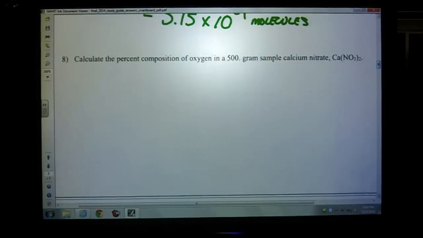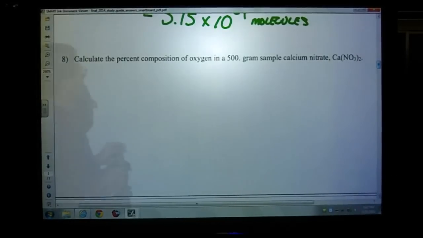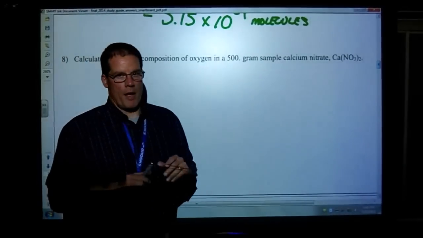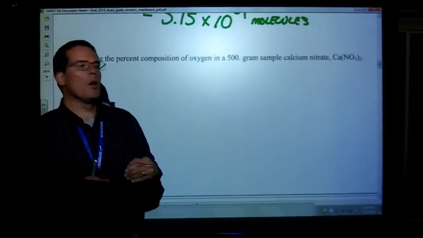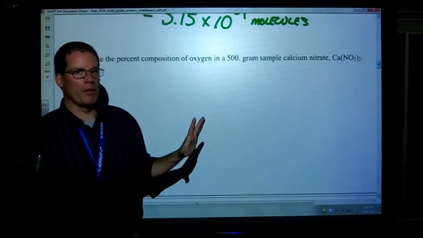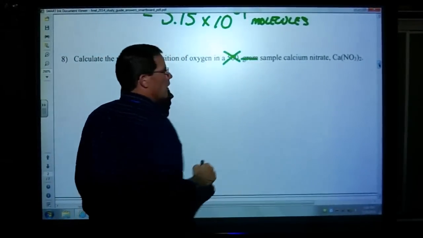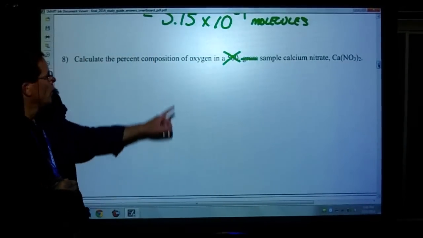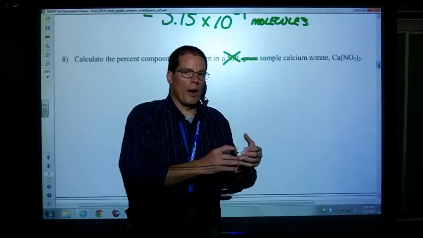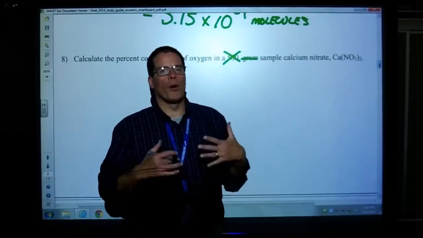Awesome. Number 8, calculate the percent composition of oxygen in a 500 gram sample of calcium nitrate. Percent composition of oxygen in a 500 gram sample of calcium nitrate. Now, the beautiful thing about this is we don't care about whatever size sample we have of this. That is kind of a distractor. If we were to ignore this mass right here, can we still answer the question? You better believe it, because it tells us that we have oxygen and we have our compound. So it doesn't matter if I have a 1 gram sample, a 500 gram sample, a 5,000 gram sample, because the percent will always be the same.